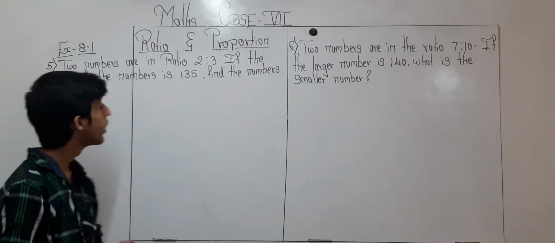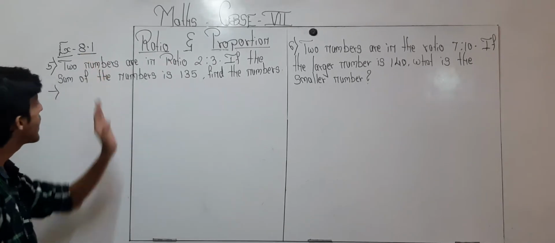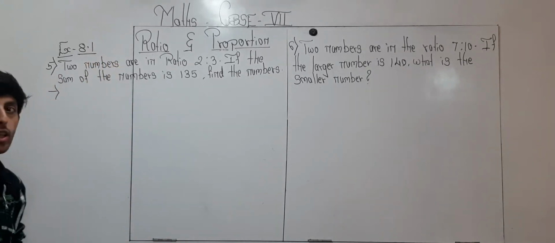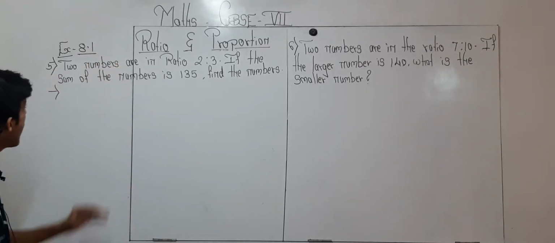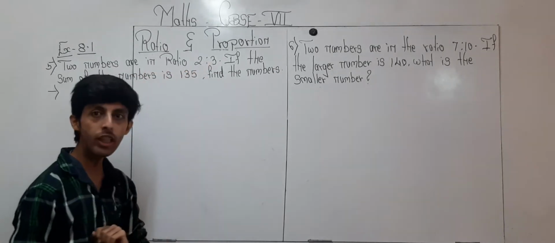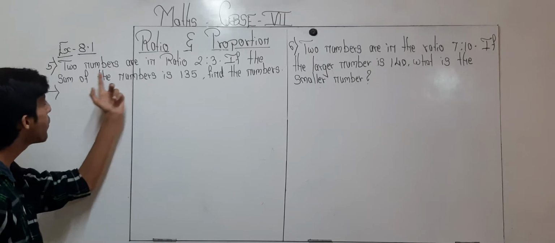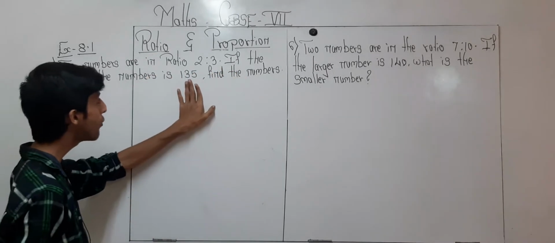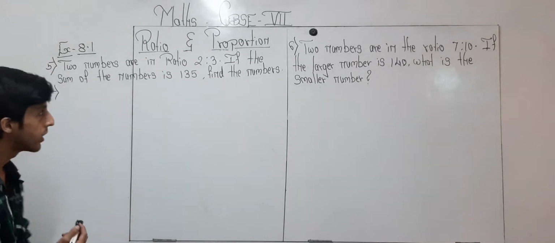Okay students, once again we are starting with our topic ratio and proportion, exercise 8.1, question number 5. What is being given over here? Two numbers are in ratio of 2:3. If the sum of the numbers is 135, find the numbers.